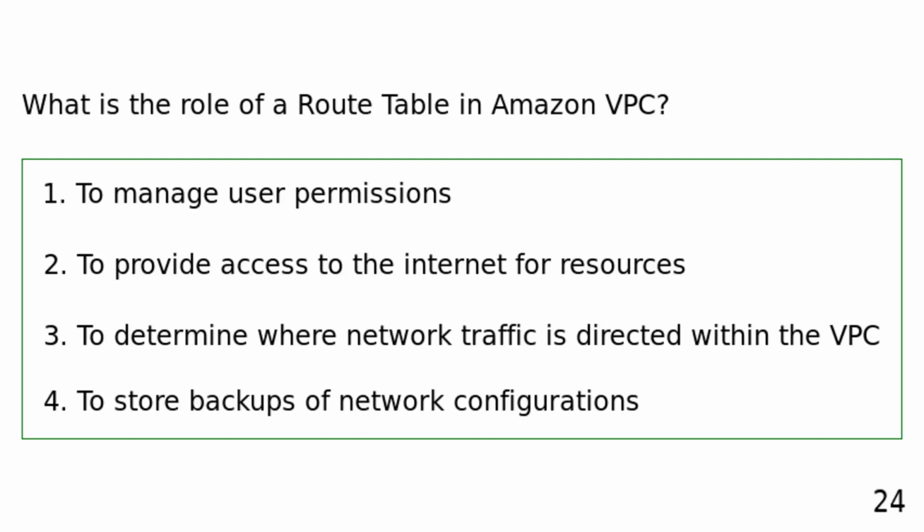What is the role of a route table in Amazon VPC? To manage user permissions. To provide access to the Internet for resources. To determine where network traffic is directed within the VPC. To store backups of network configurations.